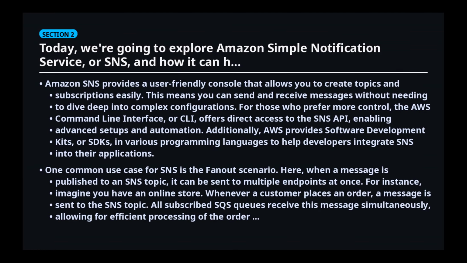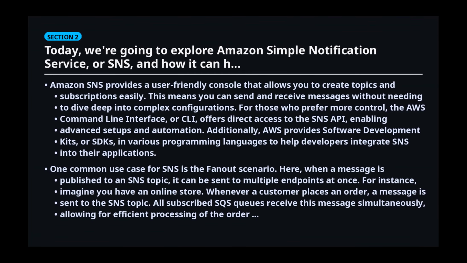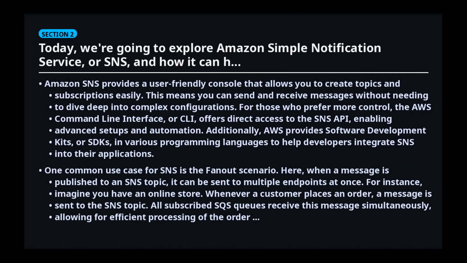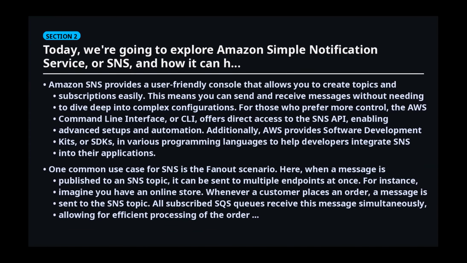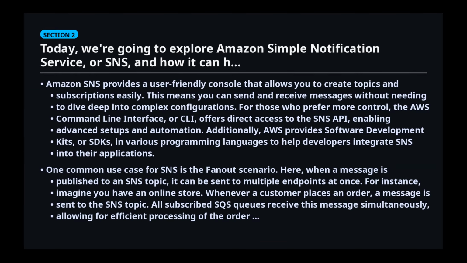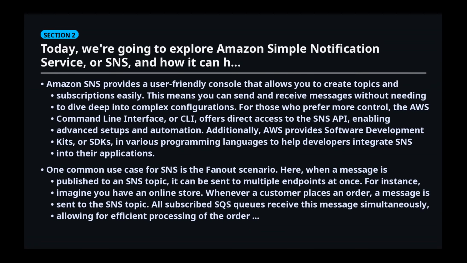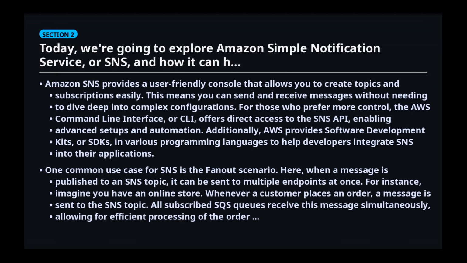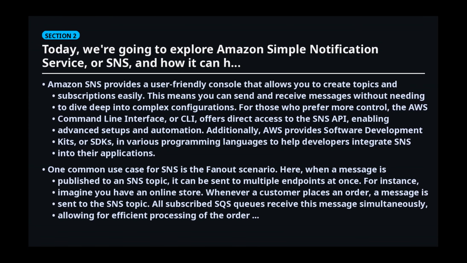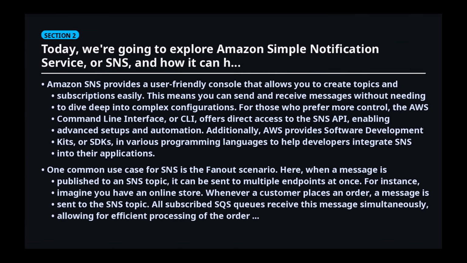One common use case for SNS is the fan-out scenario. Here, when a message is published to an SNS topic, it can be sent to multiple endpoints at once. For instance, imagine you have an online store. Whenever a customer places an order, a message is sent to the SNS topic. All subscribed SQS queues receive this message simultaneously, allowing for efficient processing of the order. In summary, Amazon SNS is a powerful tool for creating scalable and reliable communication between applications, making it easier to manage events and notifications.